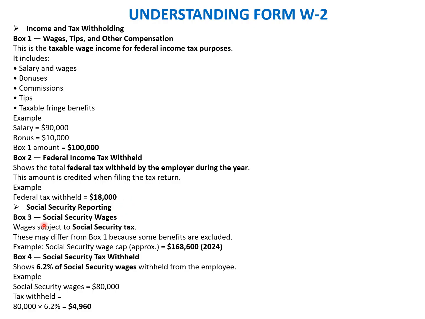Social Security reporting, which is part of box 3 and box 4, includes Social Security wages subject to the Social Security tax. These may be different from box 1 because some benefits are excluded. For example, the Social Security wage cap is 168,600, which means there's a capping attached to Social Security, and a particular portion of the tax is deducted depending upon this capping. Likewise, Social Security tax withheld is 6.2% of the Social Security wages, which is withheld from the employee. If Social Security wages are 80,000, tax withheld is 6.2% of 80,000, which is 4,960. We'll move to the next slide and see other components of Form W-2.